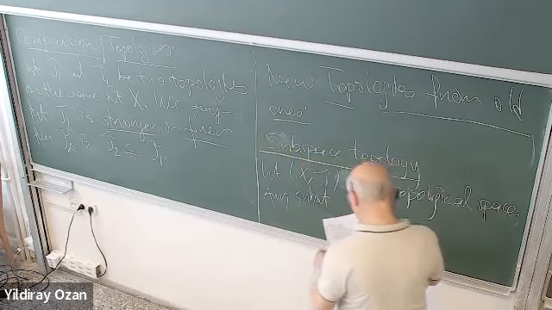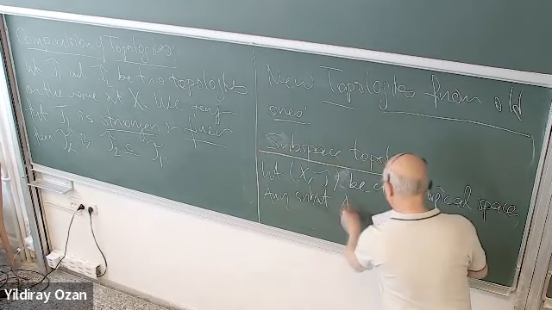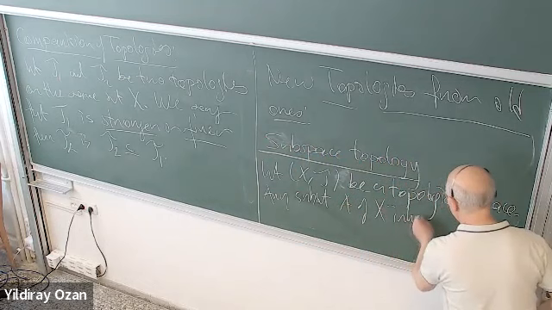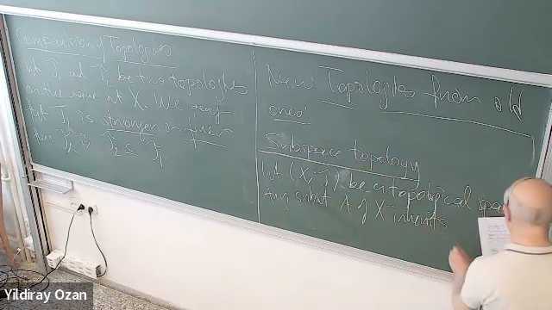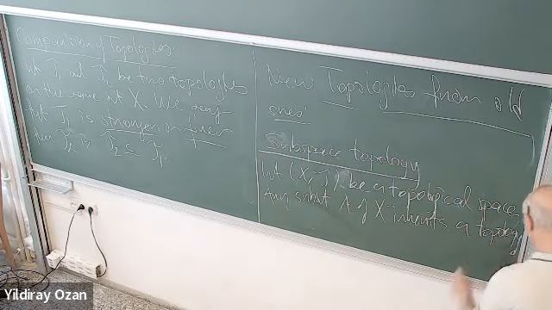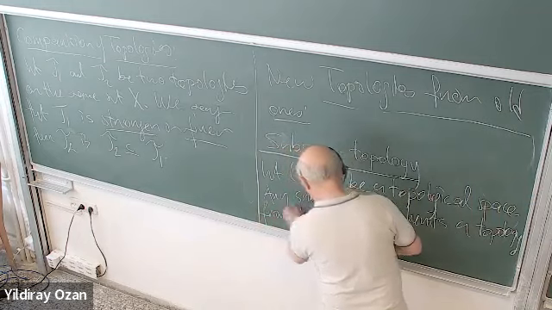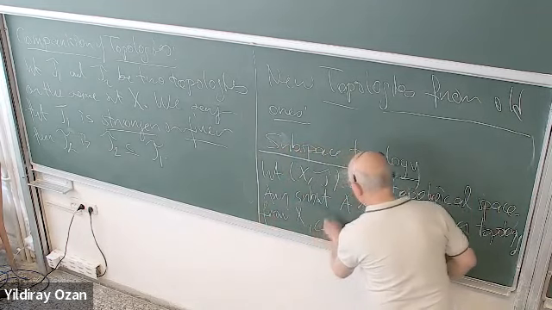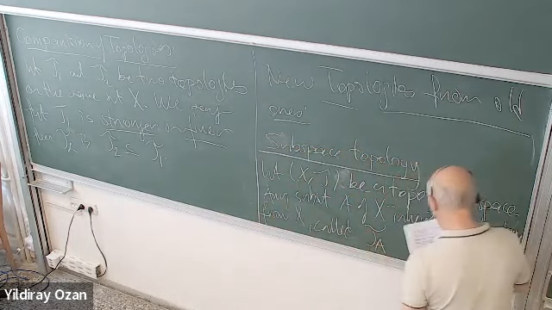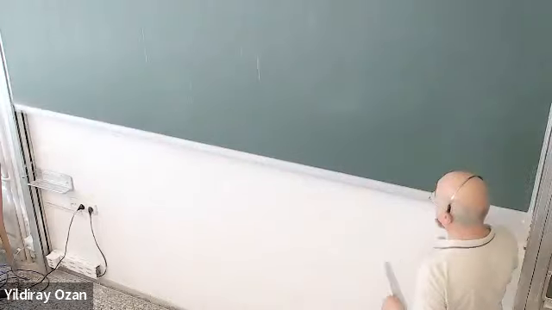Any subset A of X inherits a topology from X called tau A, described as follows.